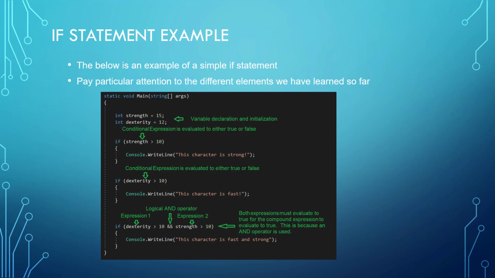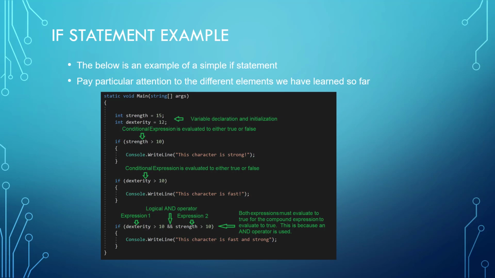Now, if we scoot down a little bit farther, we're going to begin to see not just the comparison operators, like the greater than that we've been using, but we'll use some logical operators here as well. So in this if statement, we've got one expression that we need to evaluate, and it is determining if dexterity is greater than 10.